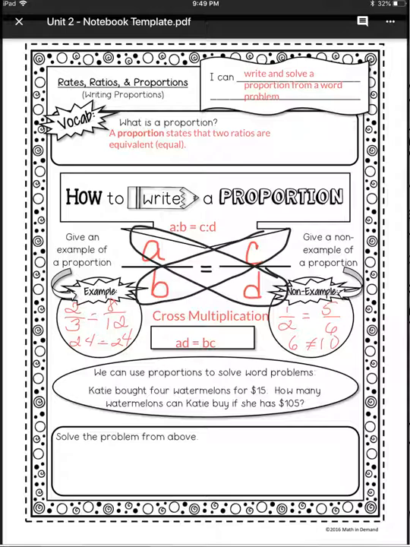We can use proportions to solve word problems. Katie bought 4 watermelons for $15. How many watermelons can Katie buy if she has $105? Let's set up a proportion. 4 watermelons for $15. So I'll put the watermelons on top and the $15 on the bottom. How many watermelons, we don't know how many watermelons, I'll call it W, can we buy for $105?